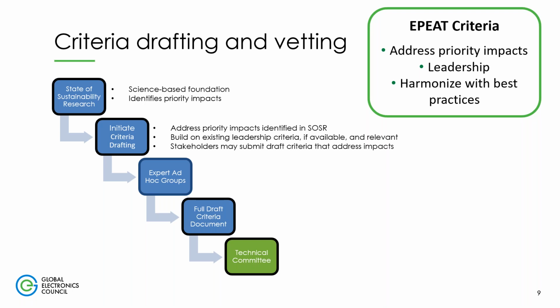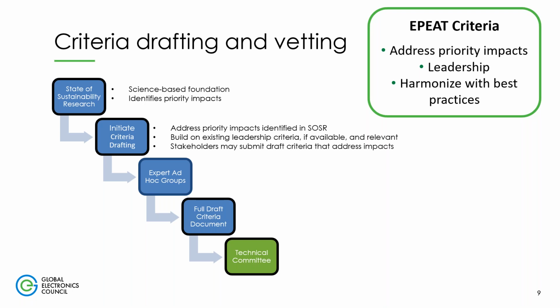So, for example, we're just about to release the State of Sustainability Research for Climate Change Mitigation. So we have some idea of what the ad hoc groups will look like. The proposed topics for expert ad hocs, no surprise: renewable energy, energy efficiency in manufacturing, product carbon footprint, product transport, product energy efficiency, somewhat parallel to the subtopics you saw on the previous slide.